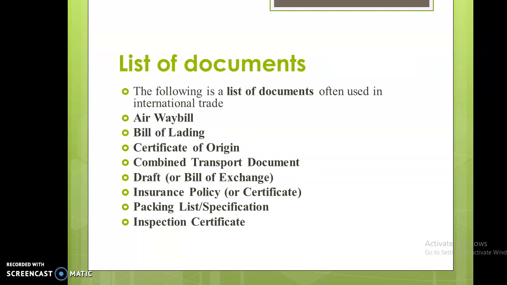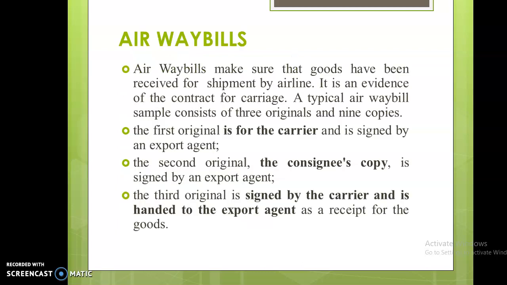Let's look into what types of documents are used in international trade. One by one, the first one is known as the airway bill, the second is the bill of lading, the third is the certificate of origin, the fourth is the combined transport document, and the next is the bill of exchange, then the insurance certificate, then the packing list or packing specification certificate, and the last one is the inspection certificate. Let's look into them one by one.